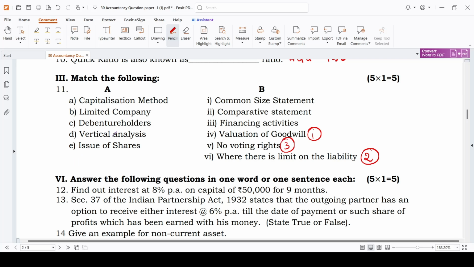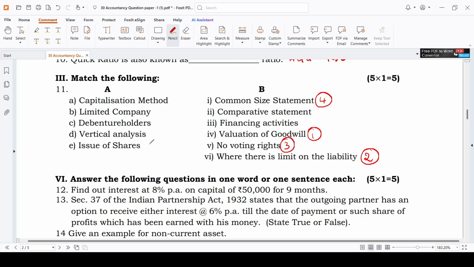Vertical analysis, very, very important. Vertical analysis, common size. You have to keep this in your mind because this question is a compulsory question. Vertical and horizontal, keep it in your mind. Vertical is common size, horizontal is comparative. Again, I am telling you, vertical is common size, horizontal is comparative.